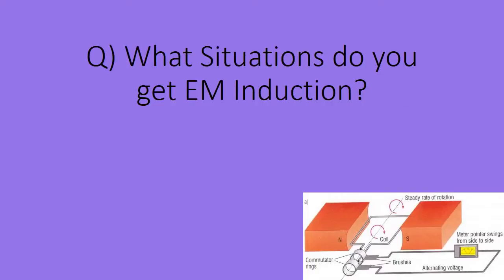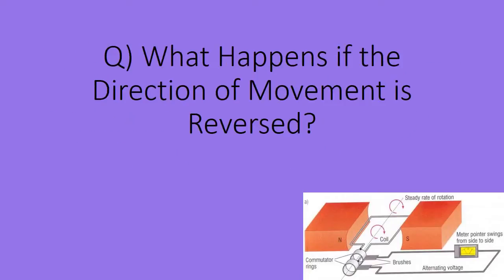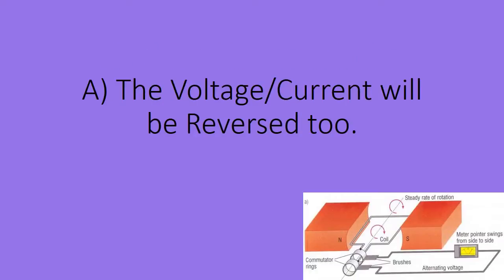In what situations do you get EM induction? An electrical conductor moves through a magnetic field. The magnetic field through an electrical conductor changes. What happens if the direction of movement is reversed? The voltage and current will be reversed too.